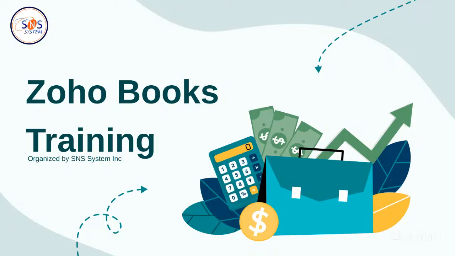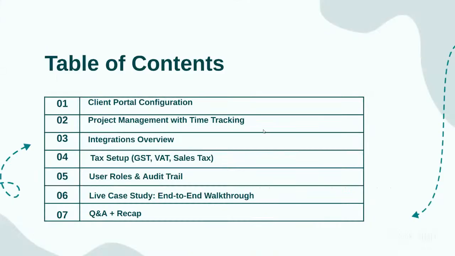Let me walk you through the agenda for today's session. It's going to be a packed one. Part 1, Client Portal Configuration. We'll start with understanding how to set up a client portal in Zoho Books. This is a dedicated dashboard where your customers can view quotes, download invoices, and make payments online. I'll show you how to customize what they see, how to control access, and how to track when they've opened your documents.